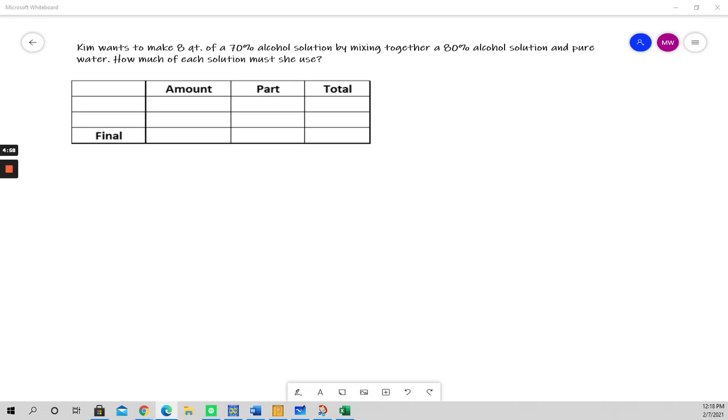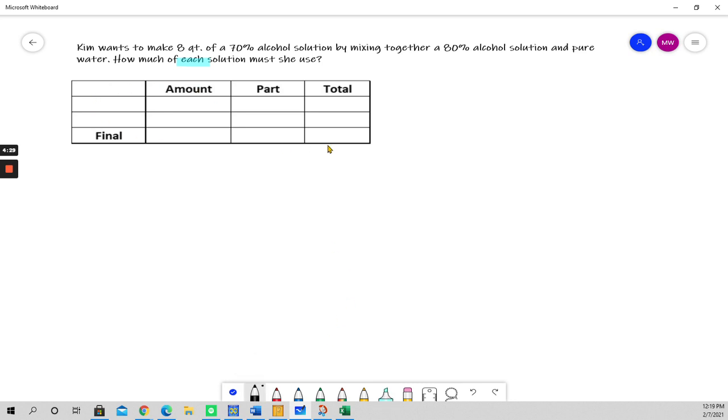Kim wants to make 8 quarts of a 70% alcohol solution by mixing together an 80% alcohol solution and pure water. How much of each solution must she use? So, keyword here, each. So that means we're talking about 2 different things. And when we're talking about 2 different things, we have 2 different variables. And if we have 2 different variables, that means this is a system. So we need 2 separate equations.